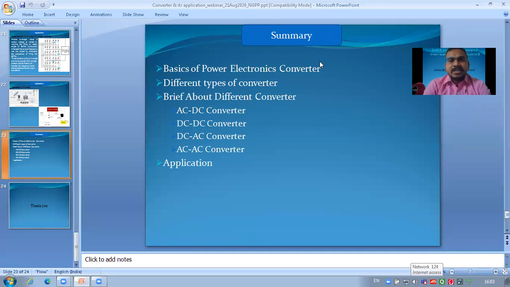We also discussed different applications of chopper, cycloconverter, and AC voltage controller. Okay, so let me stop here, sir.